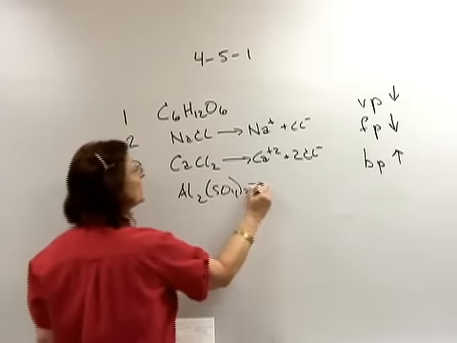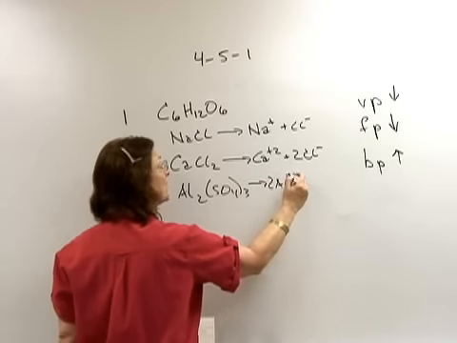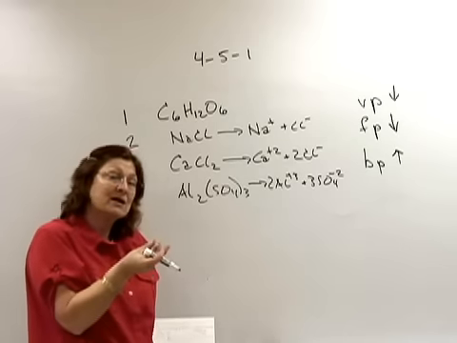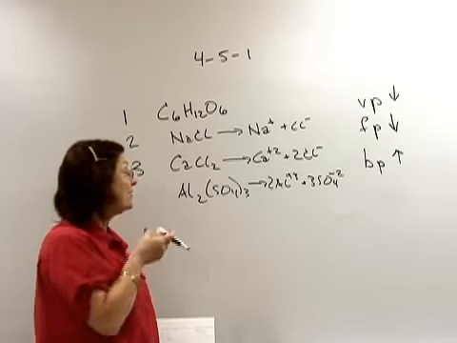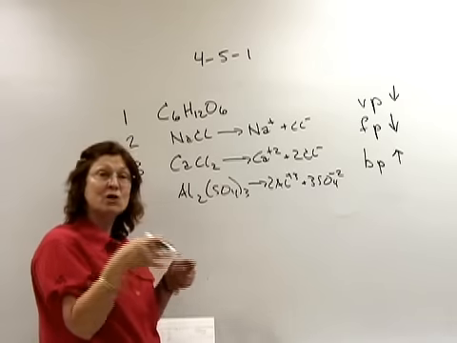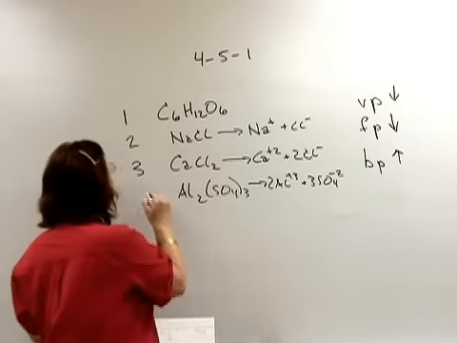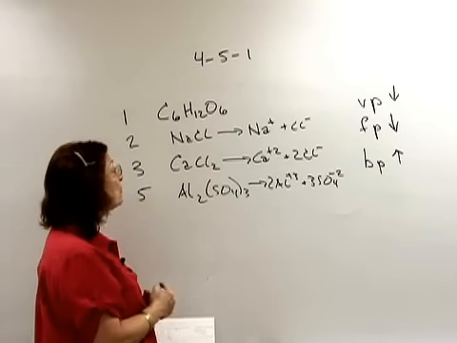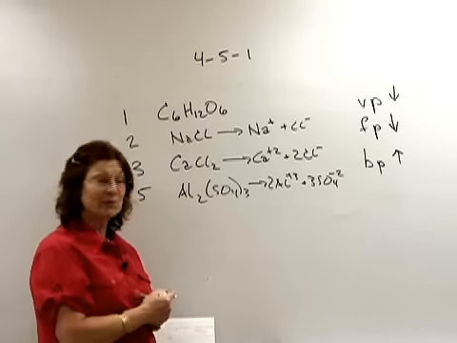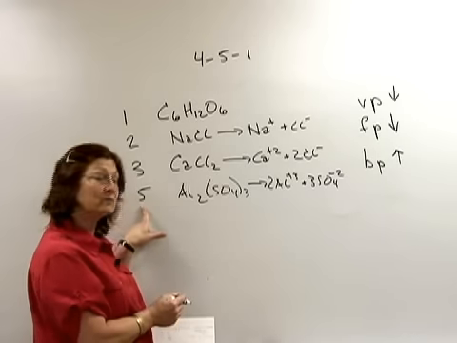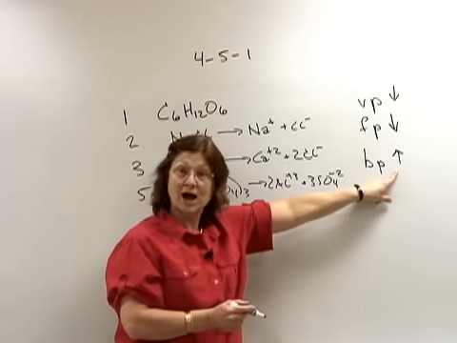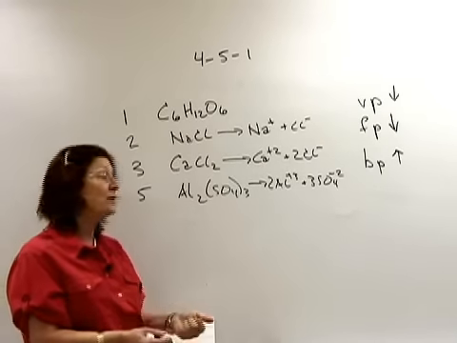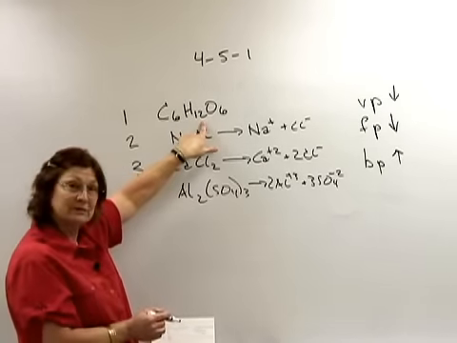And aluminum sulfate, I get two aluminums and three sulfates. Now, sulfate is a polyatomic ion that is sharing electrons, and therefore they will stay together. Our polyatomic ions will stay together, and therefore here I have five particles. Now, the one with the highest boiling point will be the one with the most particles. The more particles I have, the higher the boiling point goes up. The one with the lowest boiling point will be the one with the fewest particles.